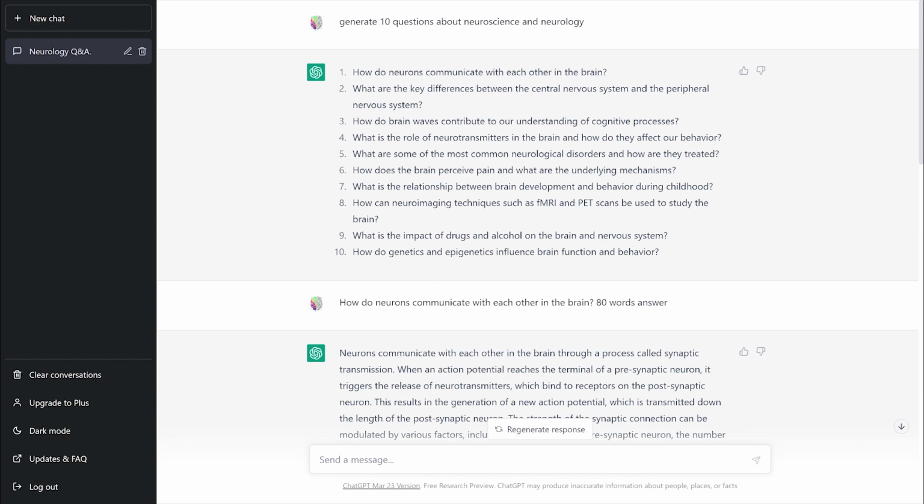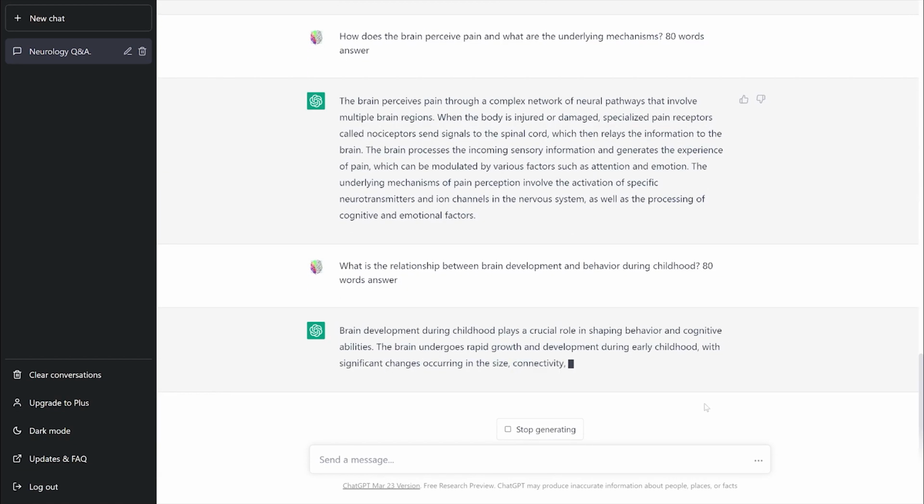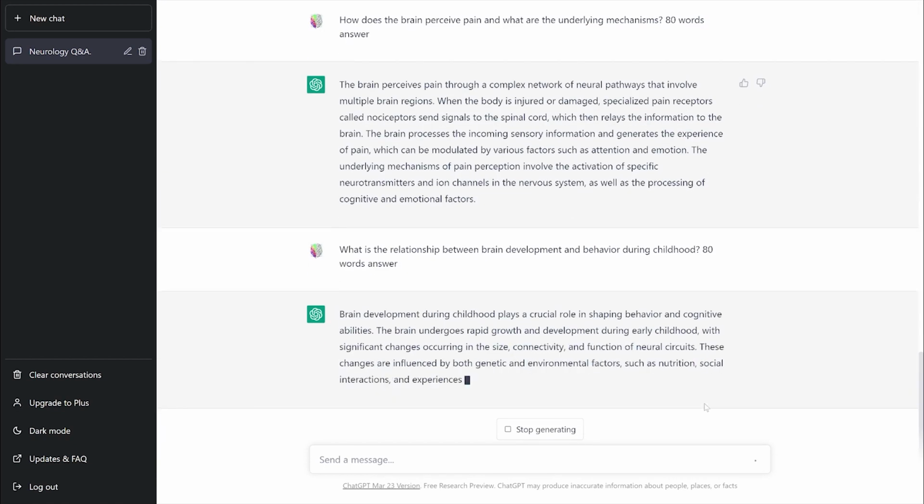Alright, so question 7. What is the relationship between brain development and behavior during childhood? That's an interesting one. It involves kind of psychology. Well, honestly, I don't know the answer to this. I never heard of such stuff. Oh, that's interesting for me.